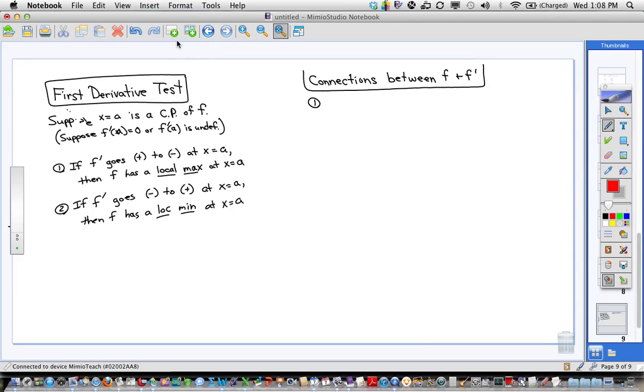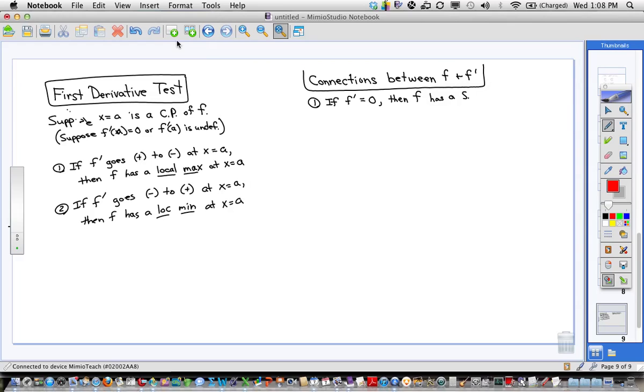What have we said? Well, if, and we're not going to worry about undefined right now, if f prime equals 0, then f is a what? Well, yes, what do we call it? Stationary point.